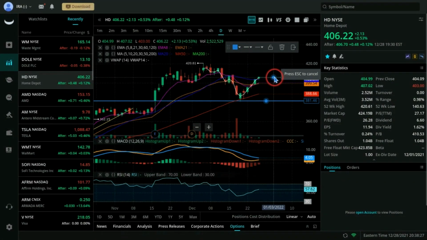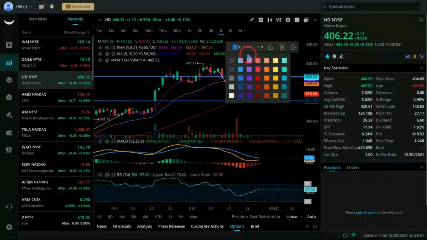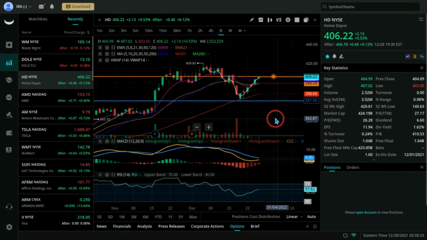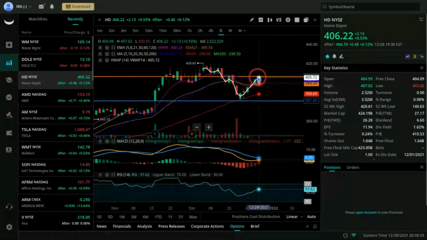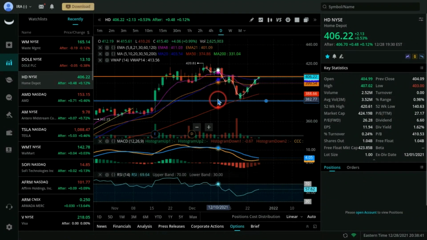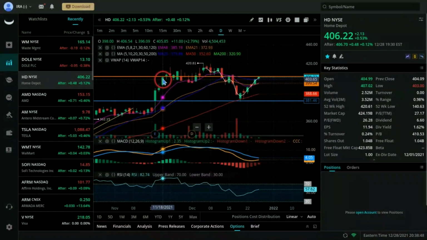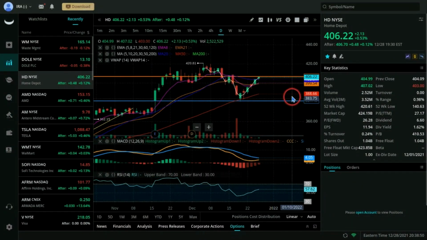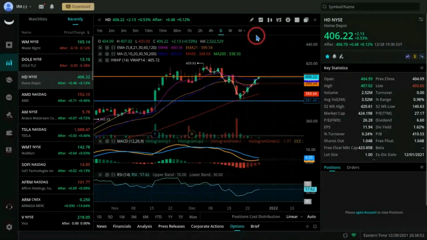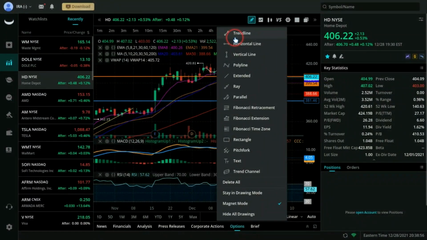All right, let's find our resistance line. Put it right at the top of the last trading day's candle. Resistance, we're going to make orange. So we have resistance there. We have some touches up here. We have resistance right here. So that's a good resistance point or zone.